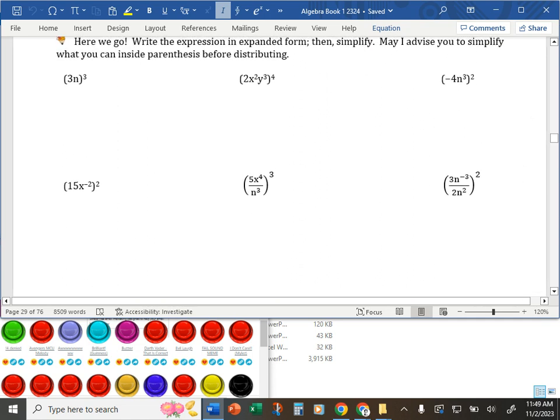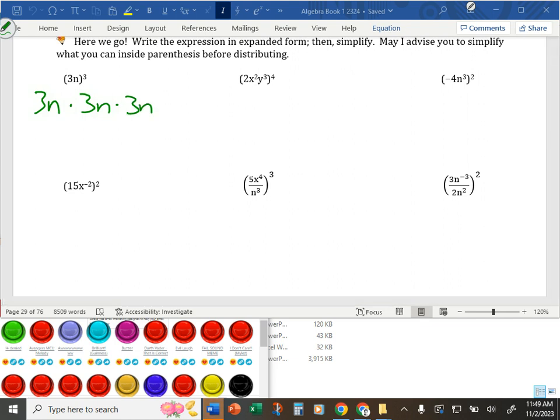3n cubed, very similar to 3n squared. But what is being cubed? Oh, the 3n. So we have 3n times another 3n times another 3n. How many 3's do we have in all? 3. How do we write that? 3 cubed. 3 to the 3rd power.